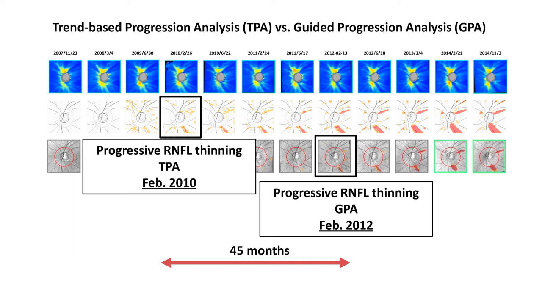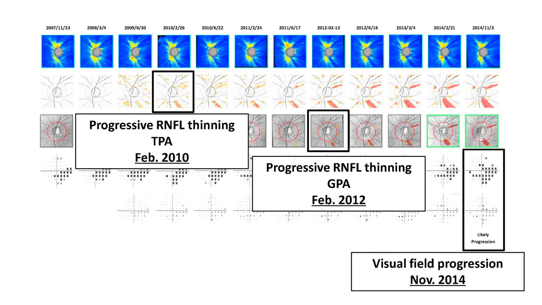TPA detection of retinal nerve fiber layer thinning is detected before GPA detected progressive retinal nerve fiber layer thinning, and they are both detected before we see visual field progression. So this example demonstrates to us that the use of TPA and GPA for analysis of retinal nerve fiber layer thinning allows us to detect glaucoma progression much earlier compared with visual field progression.